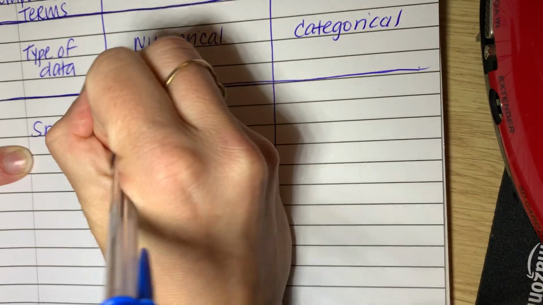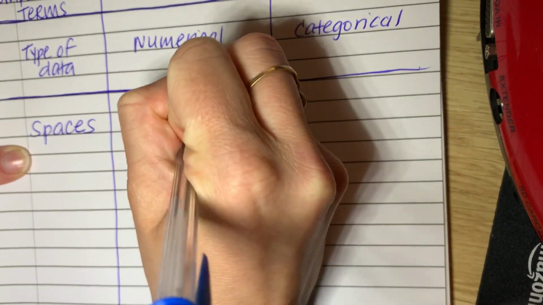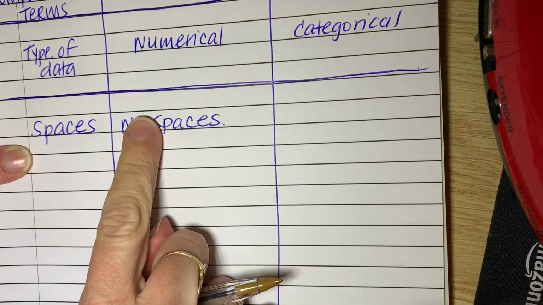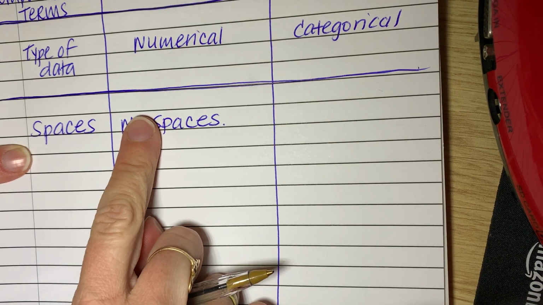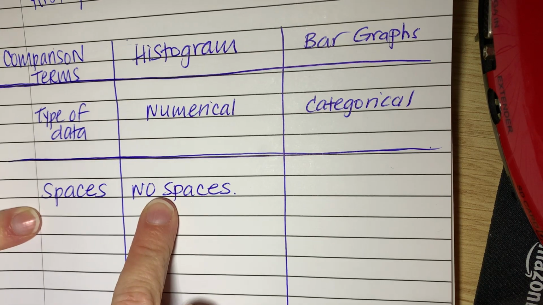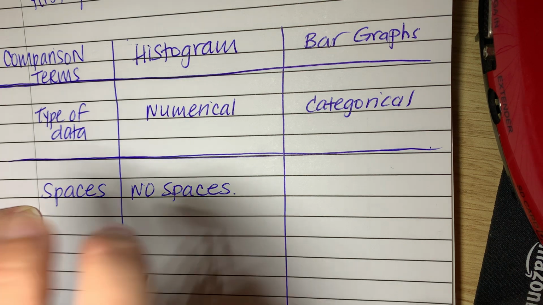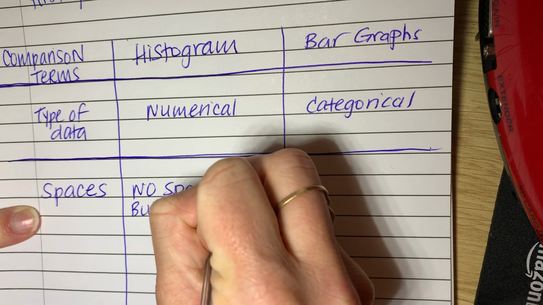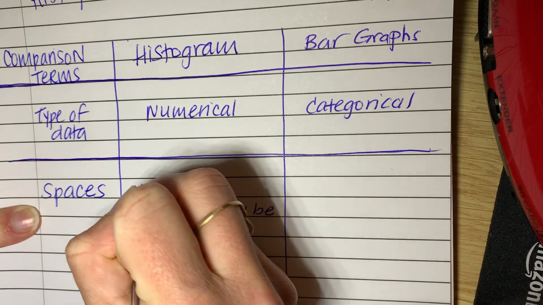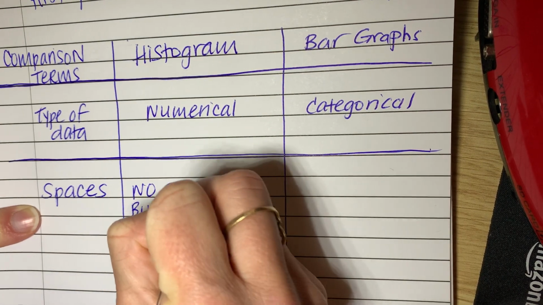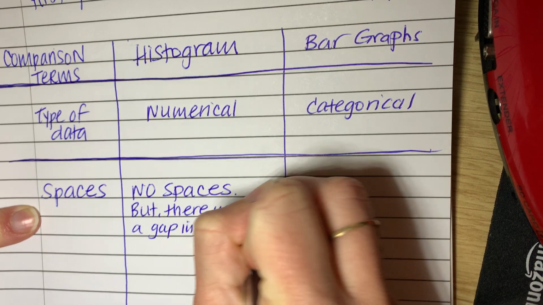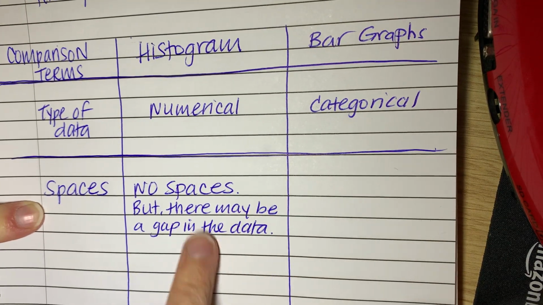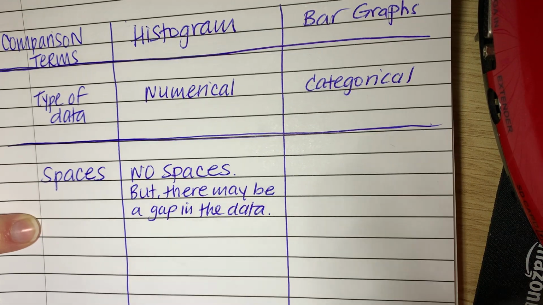Histograms, no spaces, right? There's no spaces in between the bars. Your bars are filling up the whole bin. Make sure you're with me. But there may be a gap in the data. That is possible to have a gap. That just represents 0 data values, but it still does not count as a space.